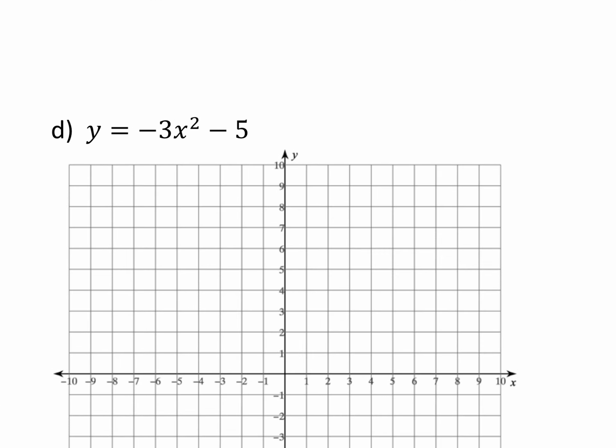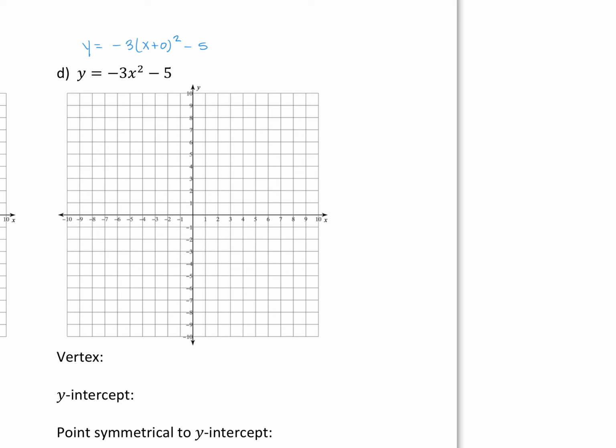So again, this doesn't quite look like vertex form because it doesn't have the parentheses. So let's just add in the parentheses, and it's basically a 0 inside those parentheses, right? This is equivalent to this. Just an easier way to visualize that the x value of our vertex is 0. So the x value, again, of our vertex is 0. And then the y value of our vertex is negative 5. So 0, negative 5 is here.